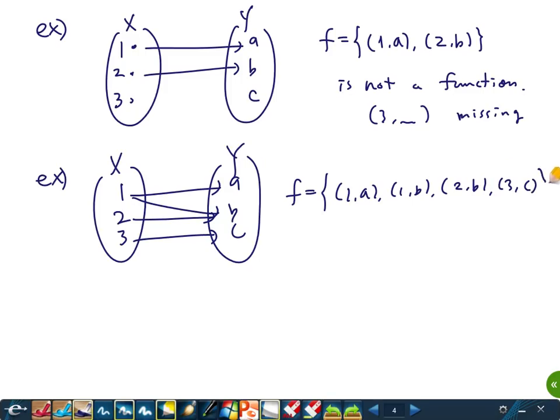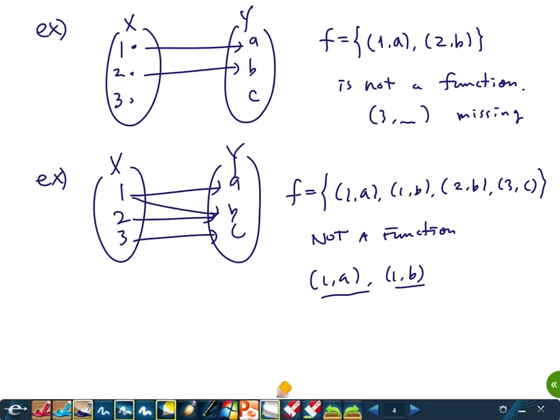This is not a function. Why? Because we have two pairs starting with 1. We don't want that. So these are not functions. But otherwise, for every x there is one x comma y, then that's a function. All right?